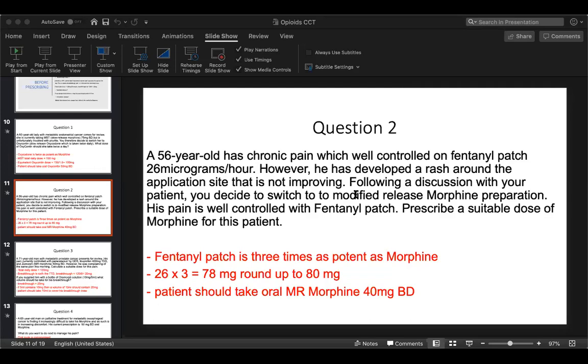if you want to convert morphine to fentanyl patch, you should divide. Why? Because fentanyl patch is stronger than morphine. Because always remember, to convert from a weak to strong, always divide. So fentanyl patch is 3 times as potent as morphine.